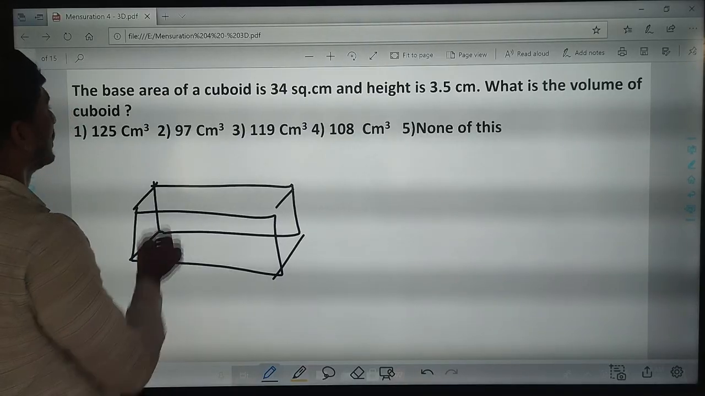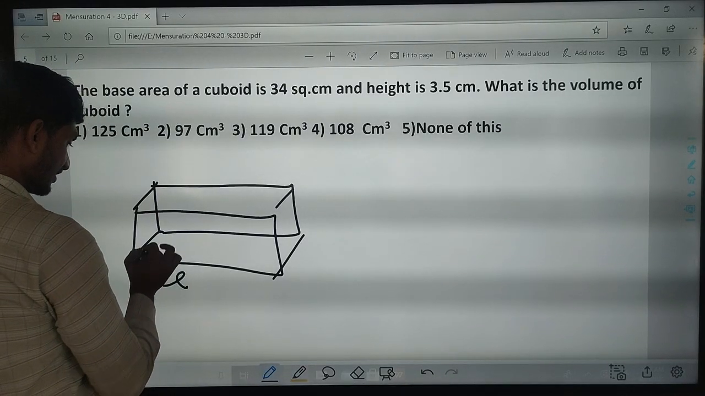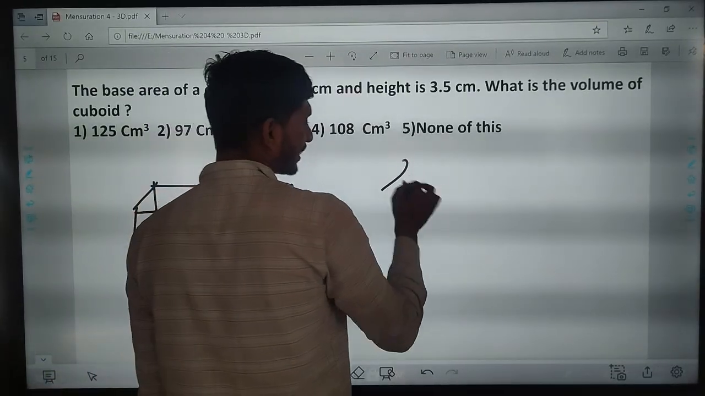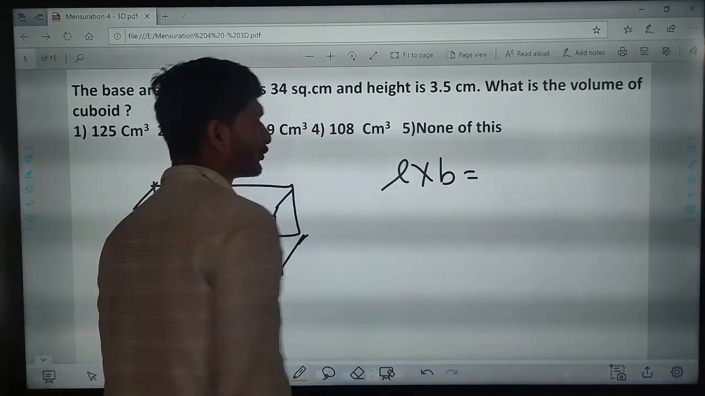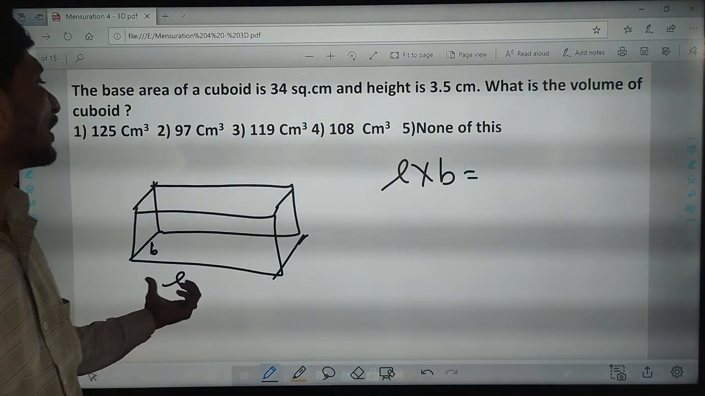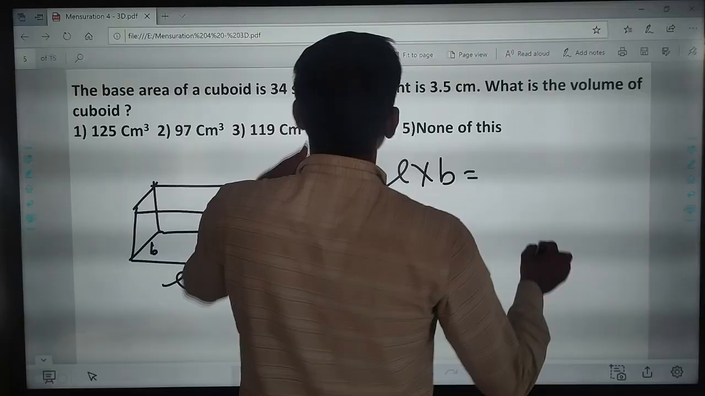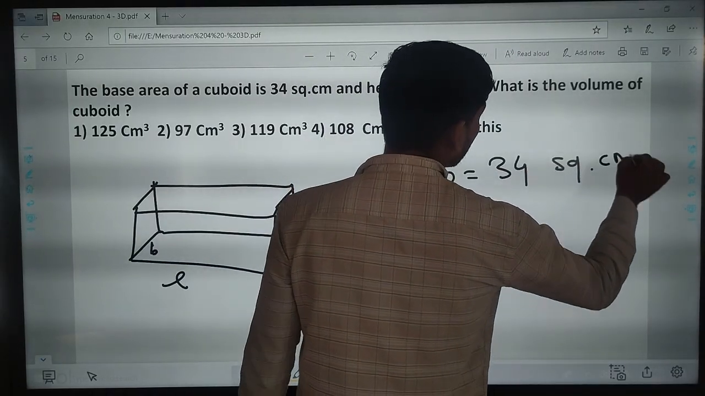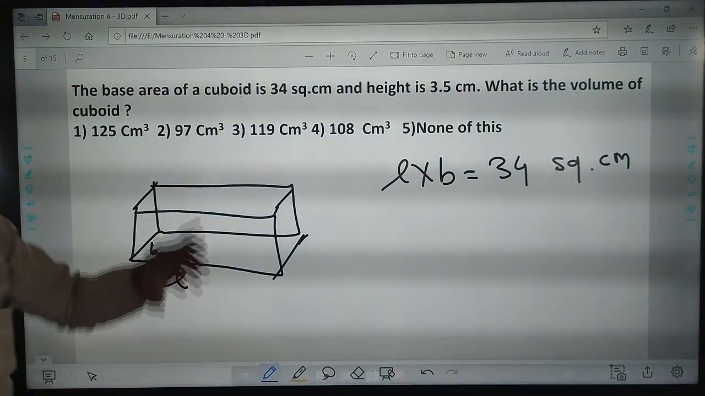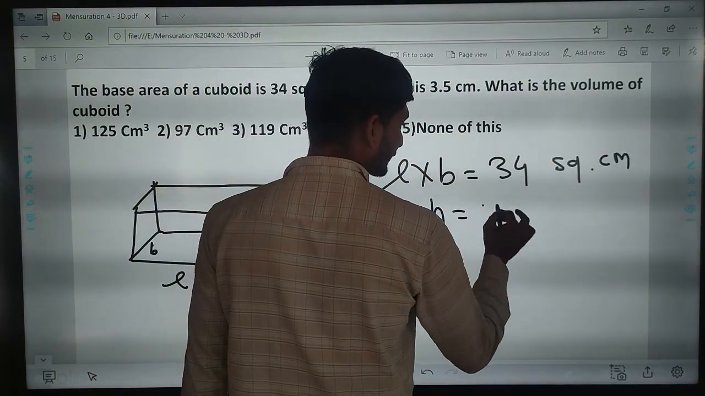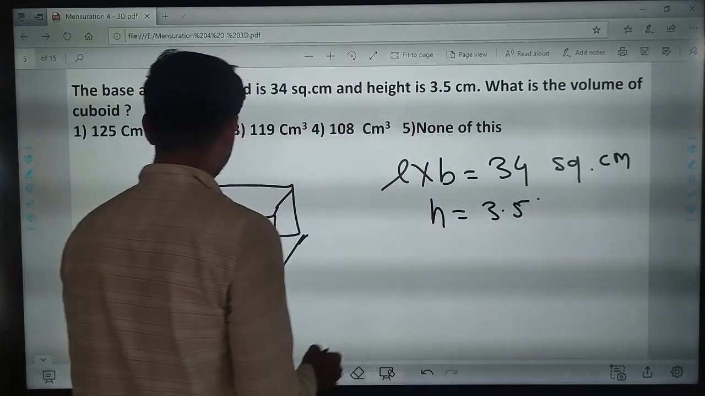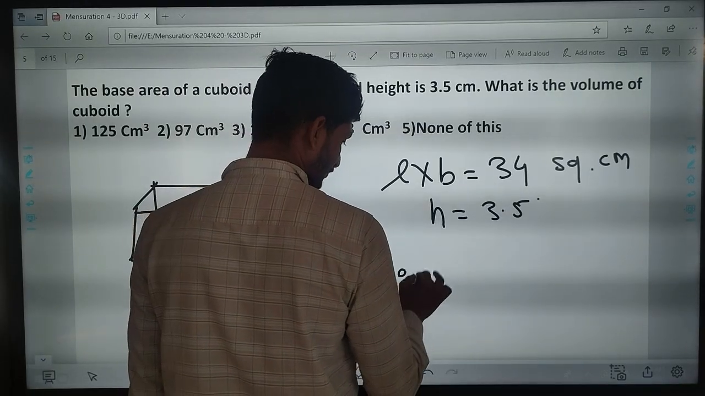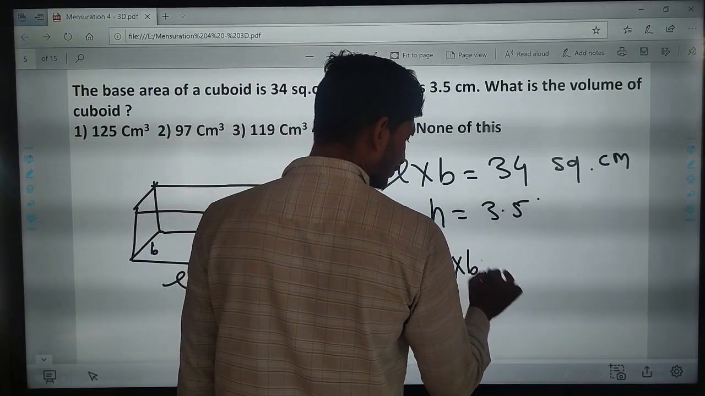Then the base area, that is length into breadth. Here, the base area of the cuboid, L into B, is given as 34 square centimeter. Now your height is 3.5. Then we get volume is equal to L into B into H.